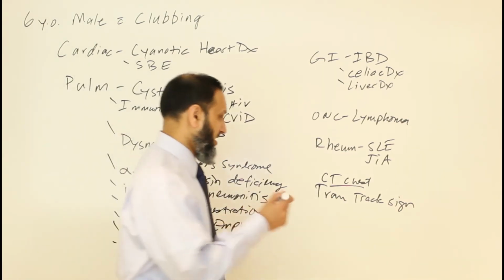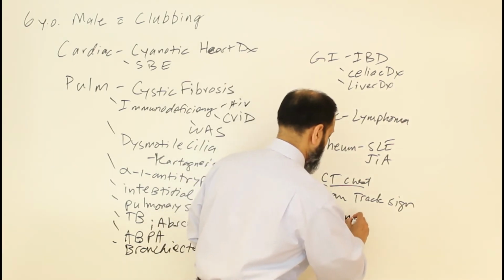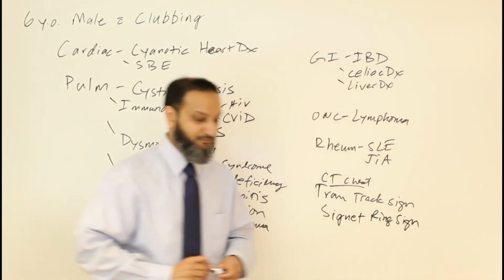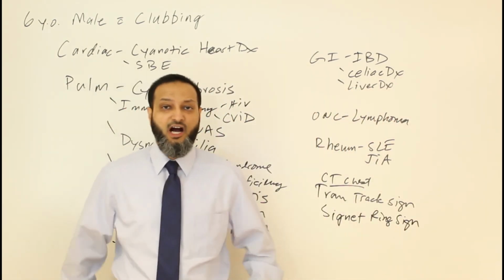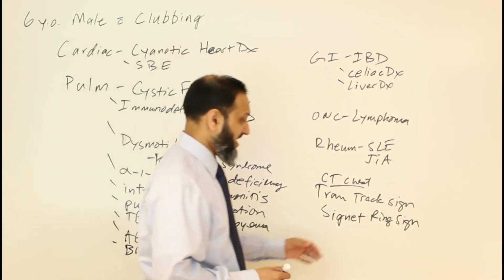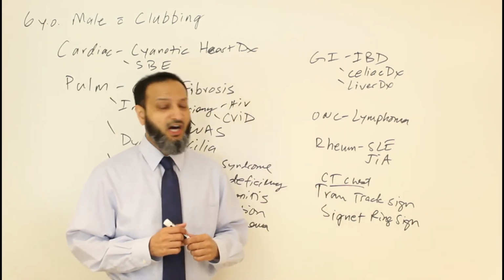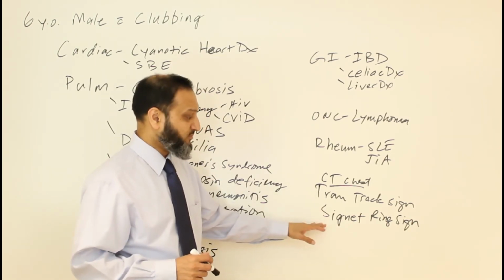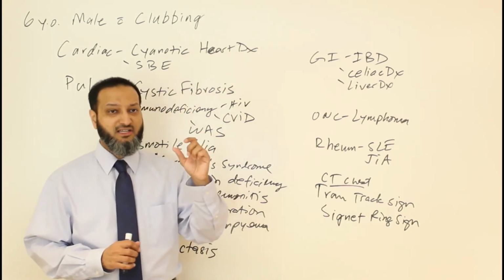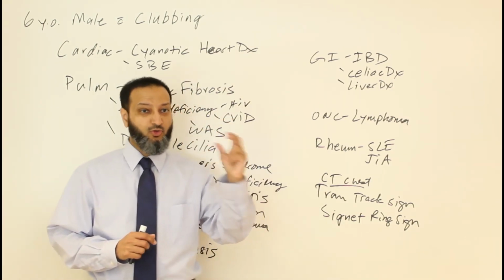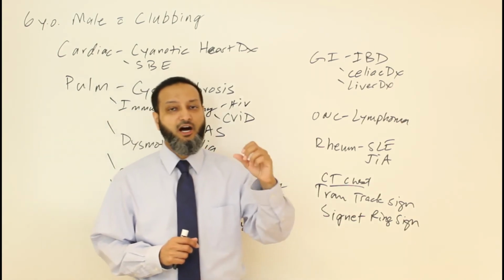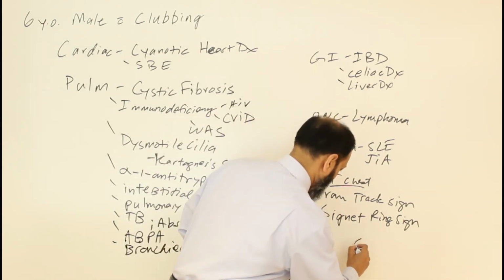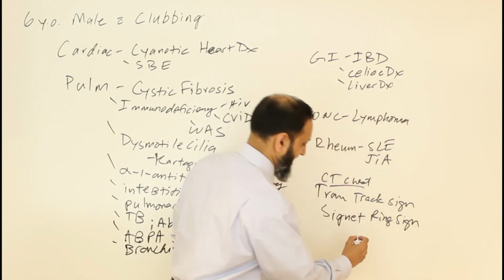The other thing we saw was a signet ring sign, which again shows bronchiectasis. Typically you don't see dilated bronchi on a chest CT, so you don't see the tram-track sign. The signet ring sign is where you have a dilated bronchus and the adjacent blood vessel right next to it. Usually you just see the blood vessel and you don't see a bronchus associated with that blood vessel.